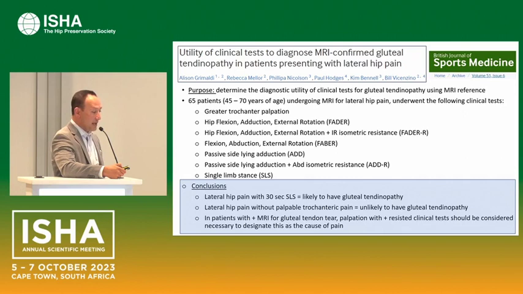They came to the conclusion that lateral hip pain with a positive 30-second single-limb stance test is likely to have gluteal tendinopathy, and lateral hip pain without palpable trochanteric pain is unlikely to have a gluteal tendinopathy. And in the case when someone has a positive MRI for a gluteal tendon tear, to make the connection between that finding and the gluteal tendon, the clinical tests that were most useful were palpation plus resisted clinical tests, all of which we have listed here. And it really means just one of those tests, not all of them.